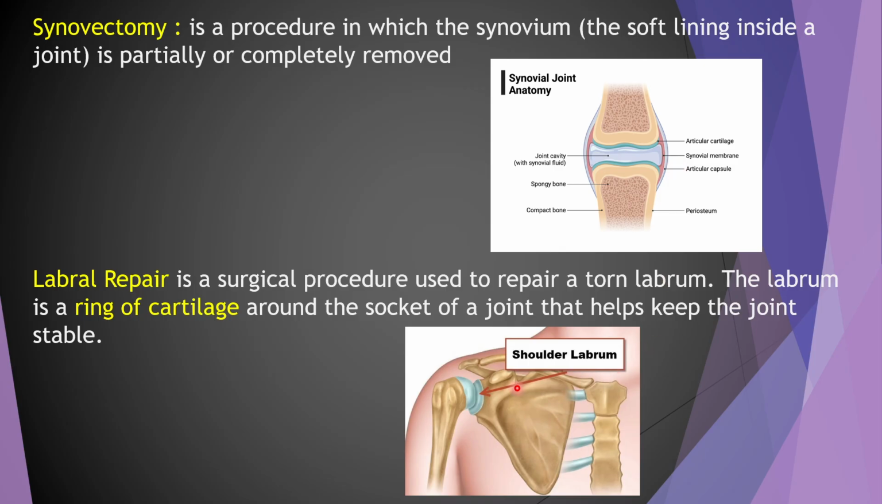Now coming to labrum repair. So first, what is labrum? The labrum is a ring of cartilage around the socket of the joint, which helps keep the joint stable. So if there is a labral tear, what will happen? A surgical procedure will be done so that it will be repaired. So the labrum is the ring of cartilage around the socket of the joint that helps to keep the joint stable. So here is an example, shoulder labrum. This is a ring cartilage you can see here.